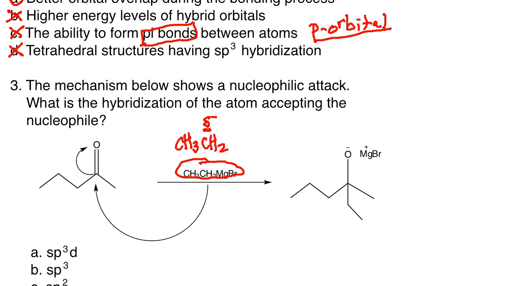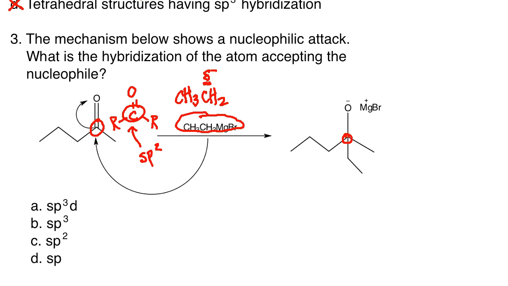Okay, so when this attacks, the important part for this question is this is the nucleophile. So this carbon right here is accepting the incoming nucleophilic attack. And this carbon, if we take a look at it, it's involved in a carbonyl, it's a ketone setup. It's got alkyl groups on both sides. This right here is going to be sp² hybridized. So if you look at your options, C would be the correct answer here.